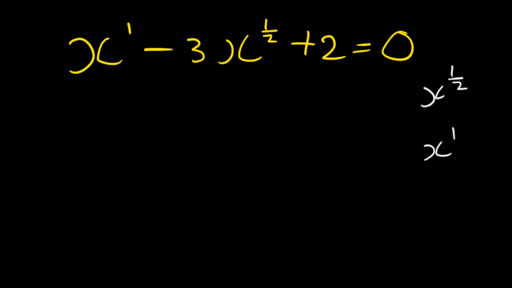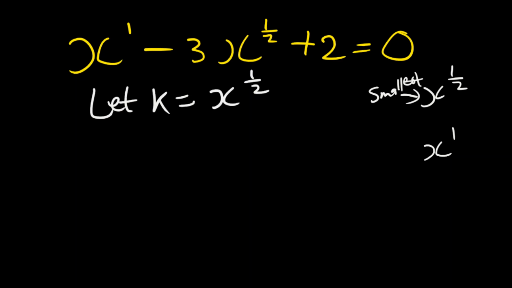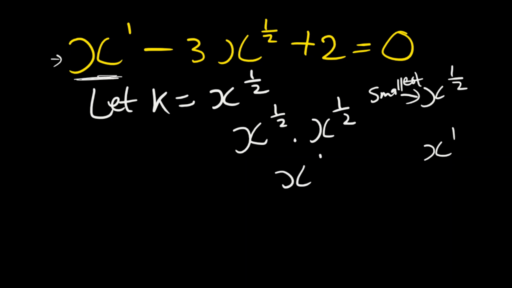So if this is the smallest, then we use it to equate it to k. We have to apply the method of k here, right? So we're going to say let k is equal to x to the power of 1 over 2. So now you know why we say k is equal to x to the power of 1 over 2 instead of this one, right? Because when you say x to the power of 1 over 2 multiplied by x to the power of 1 over 2, it gives you x to the power of 1, right? Hope you understand that.